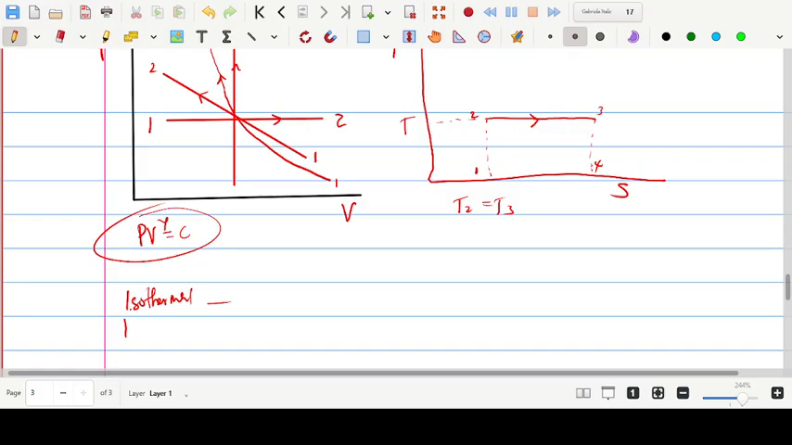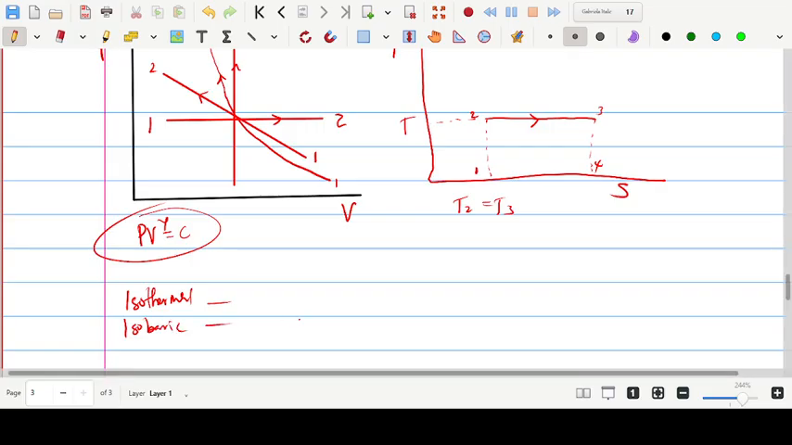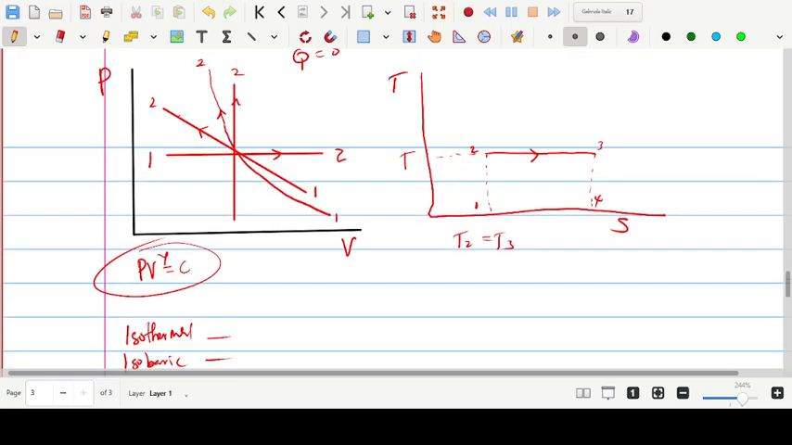Another one is now isobaric. Here baric, that's pressure. And isobaric simply means that the heat occurs at constant pressure. Look at it. This is the PV diagram. So this is 1 to 2. So it is an isobaric process.